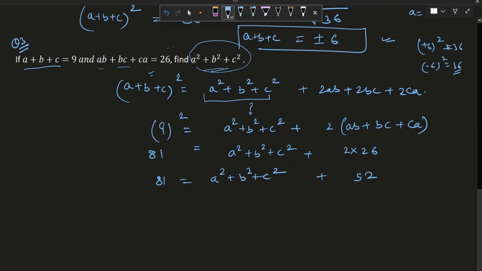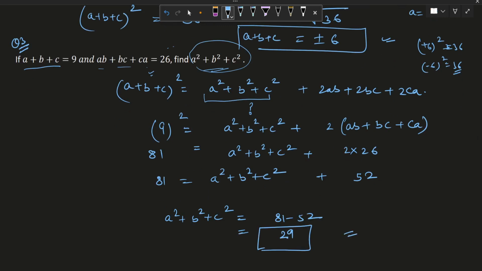I'll just have to do what now? Transposition. Bring 52 to the other side. So a square plus b square plus c square is 81 minus 52, which is how much? 29. 29 is your answer. I hope this is clear, students.